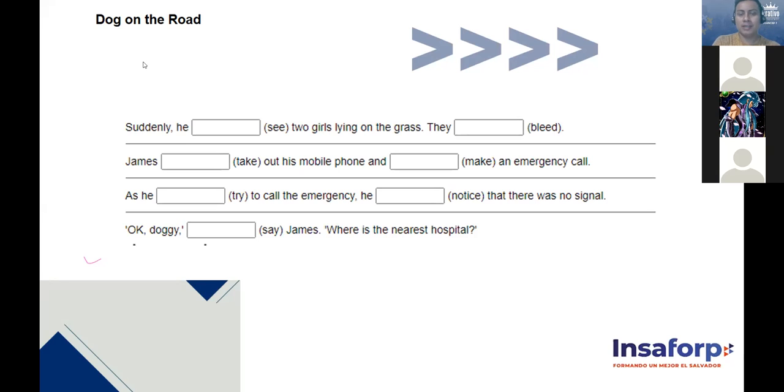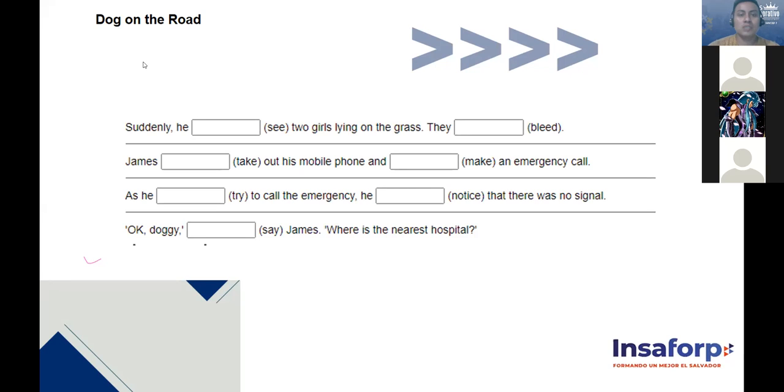No problem. Let's see, Emma, what do you think? James took out his mobile phone and? I think it's and made an emergency call. Exactly, I agree with that. Just try to picture this scene. James took out his mobile phone and made an emergency call.